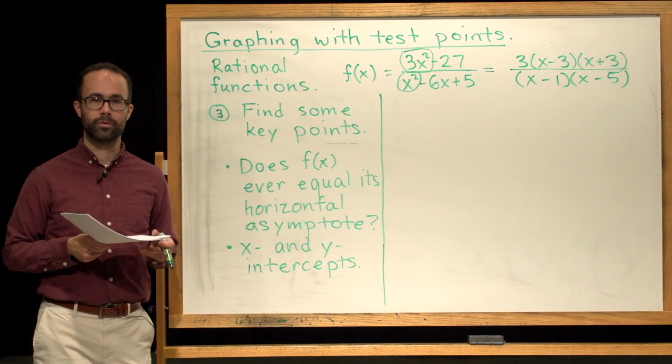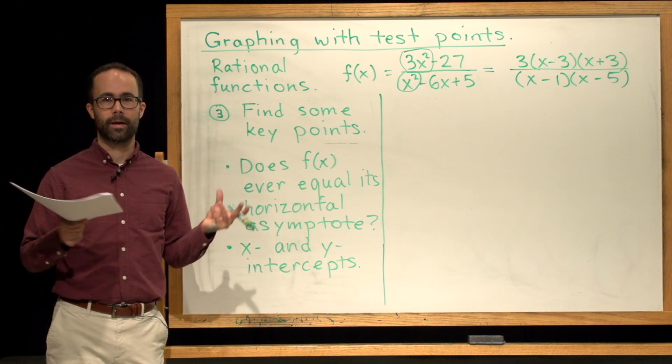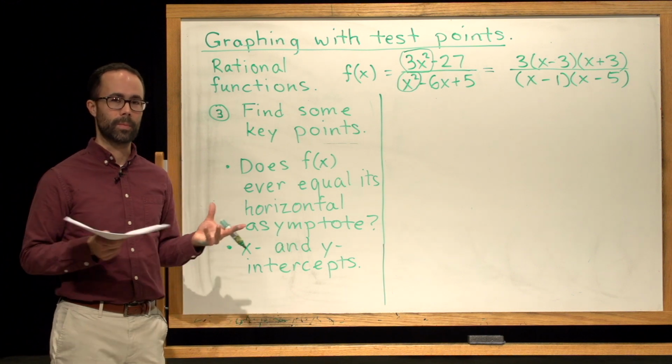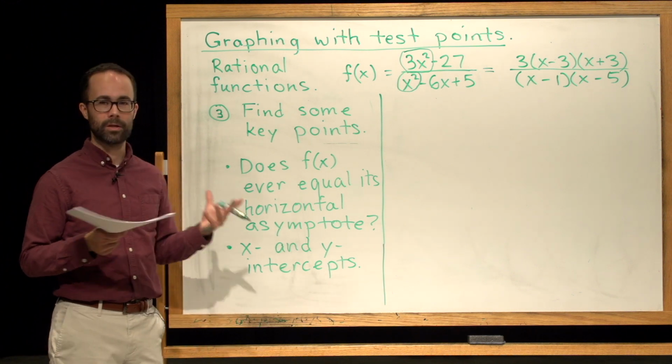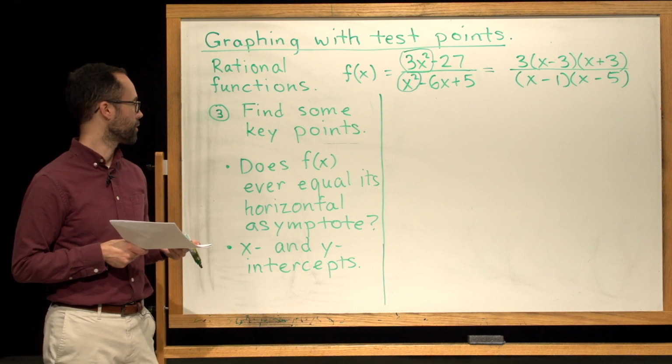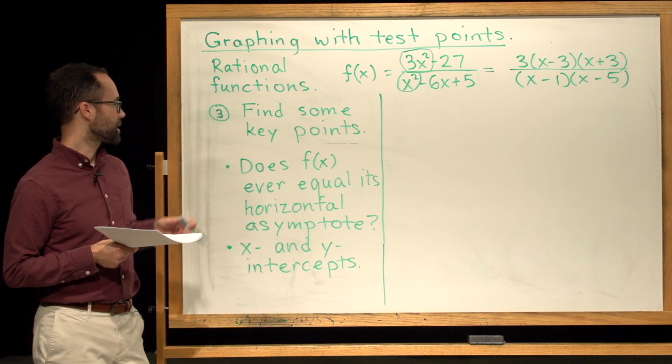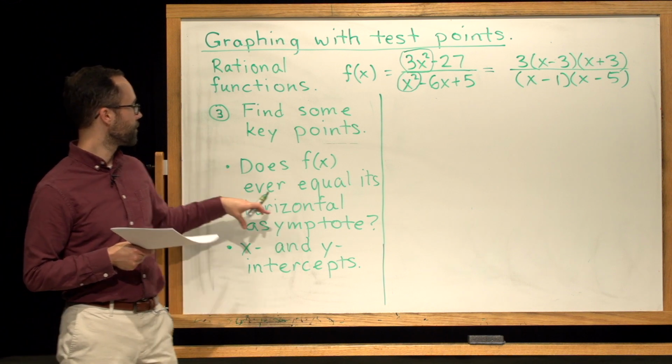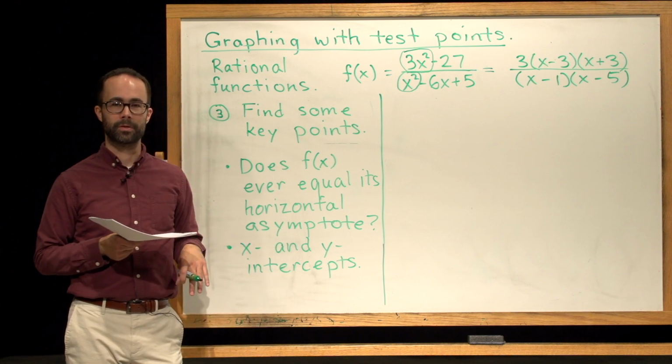Let's find those points too, and we'll throw all of those together. We'll get a set of points in two-dimensional space, in the plane, that we can use when we start sketching the function. So let's consider the first one. Does this function ever equal its horizontal asymptote?